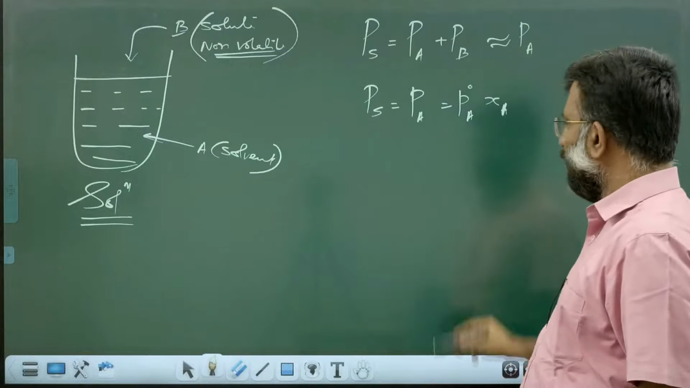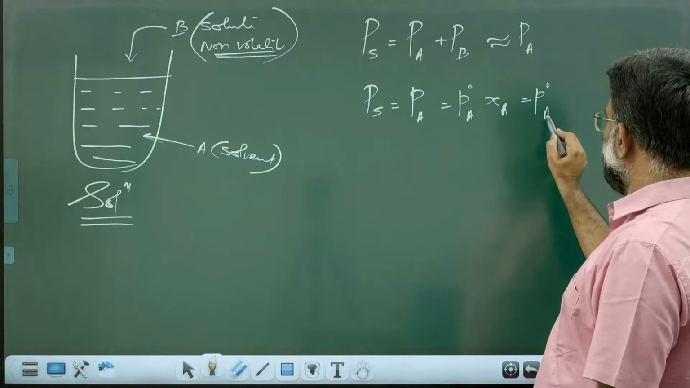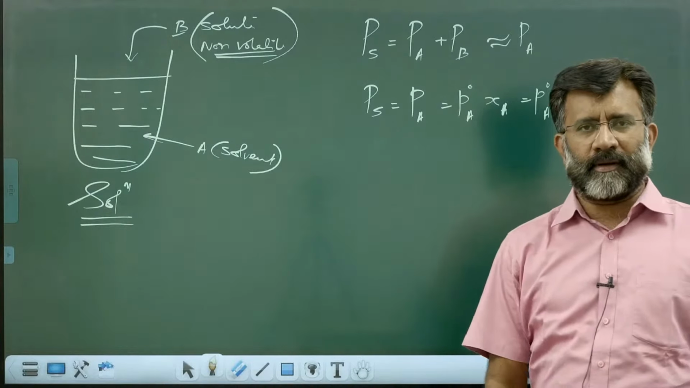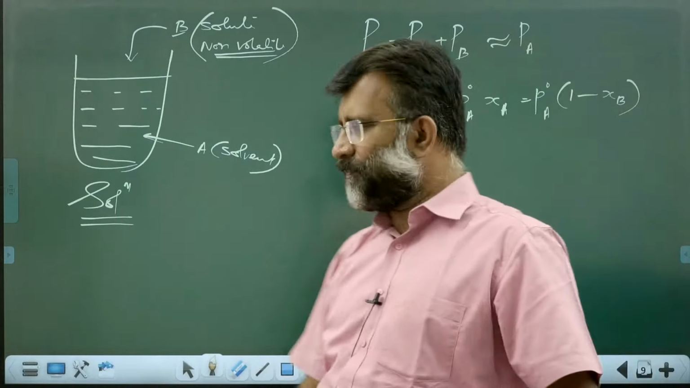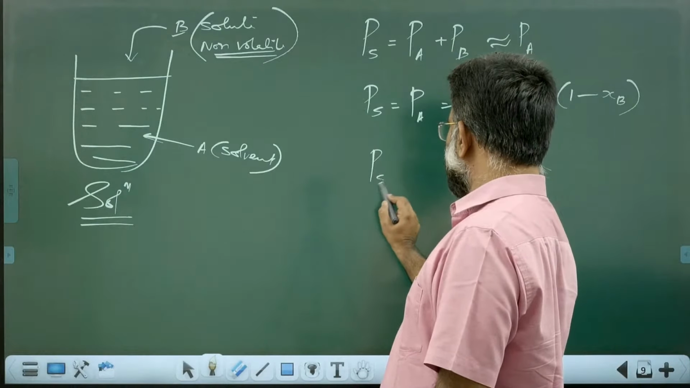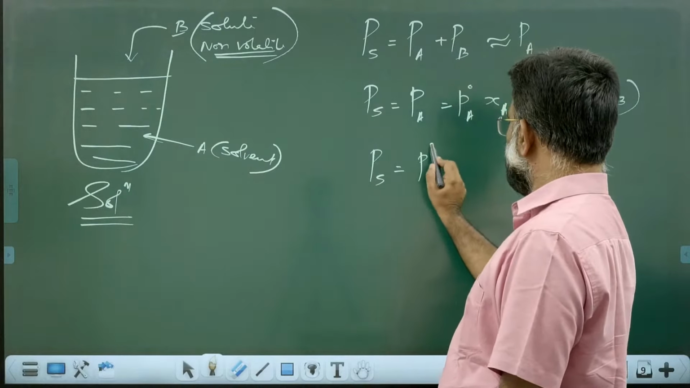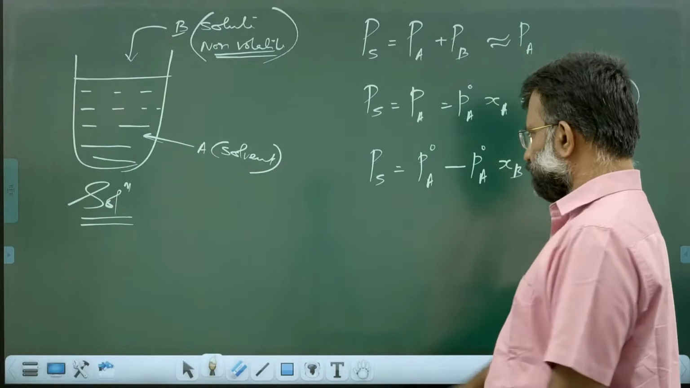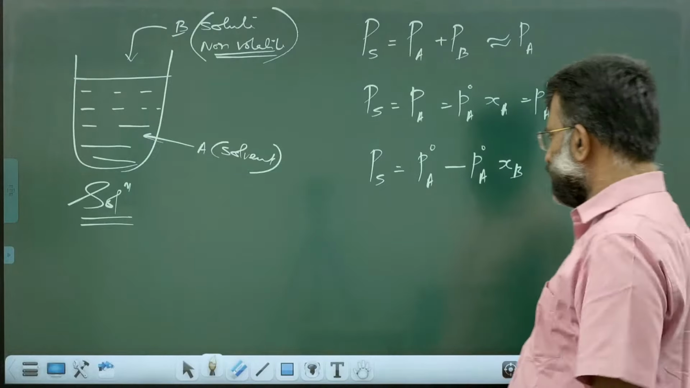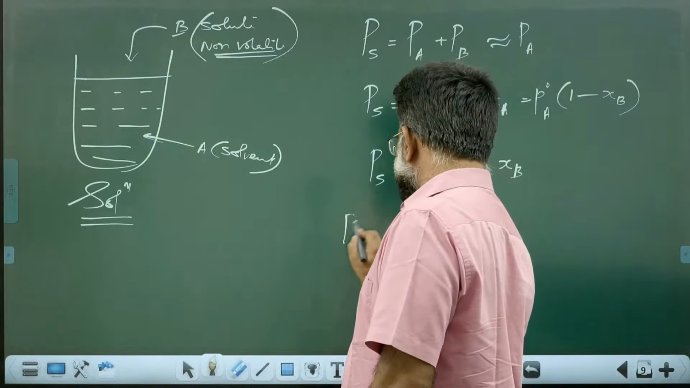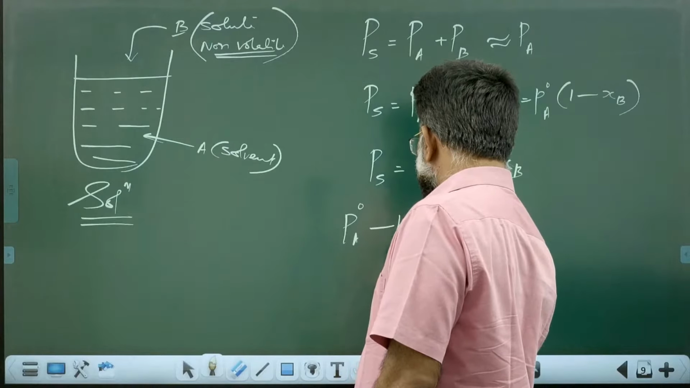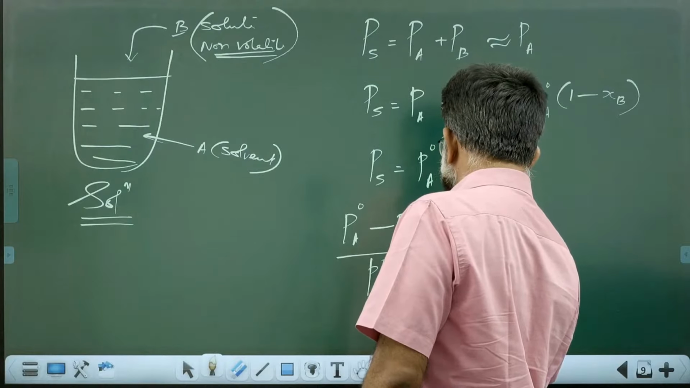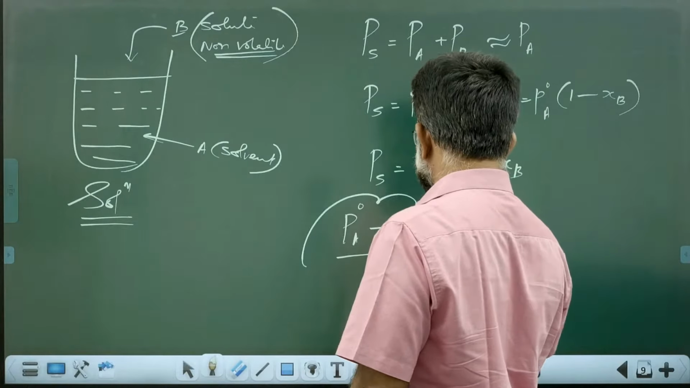And that is equal to P naught A into 1 minus XB. XA can be written as 1 minus XB. So what do you get? PS is equal to P naught A minus P naught A XB. Now rearrange. Upon rearranging, you will get P naught A minus PS divided by P naught A is equal to XB.